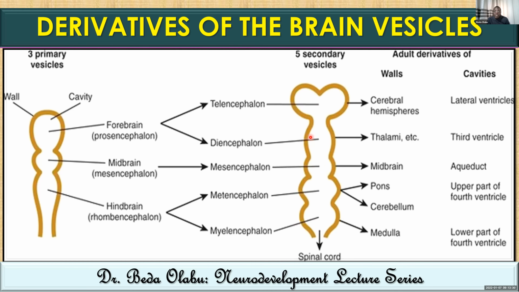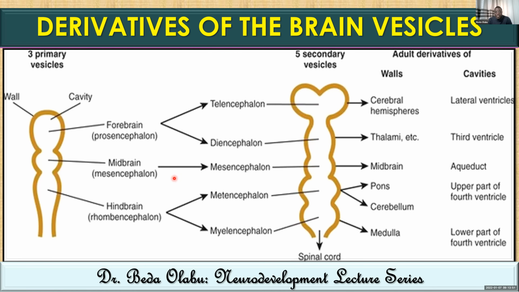Remember, the retina and the optic nerve, they are just extensions of the primary neurotube. And that's why some people say the retina and the optic nerve are actually part of the central nervous system and maybe not peripheral. And now we understand why they say so.